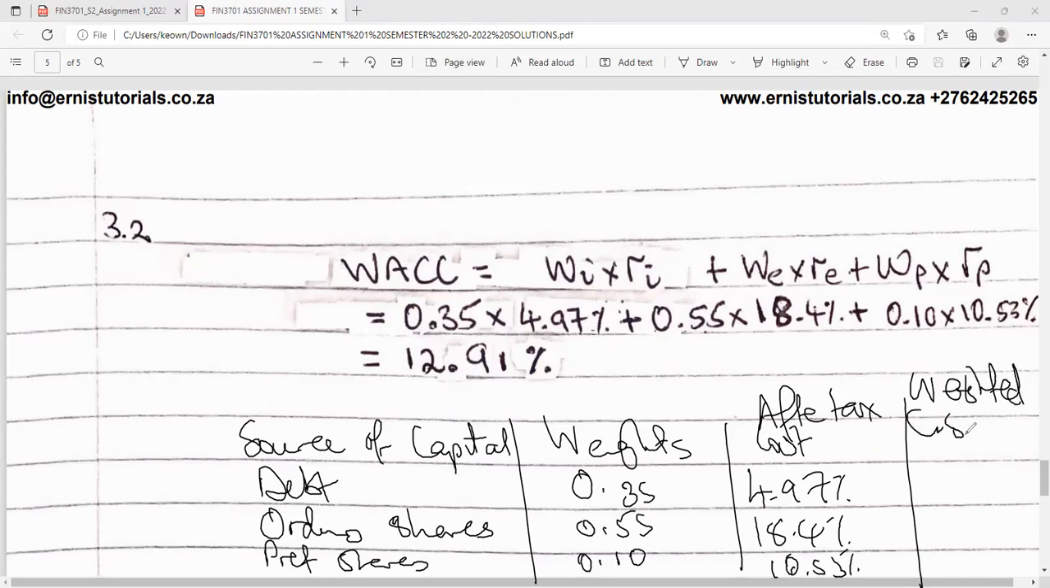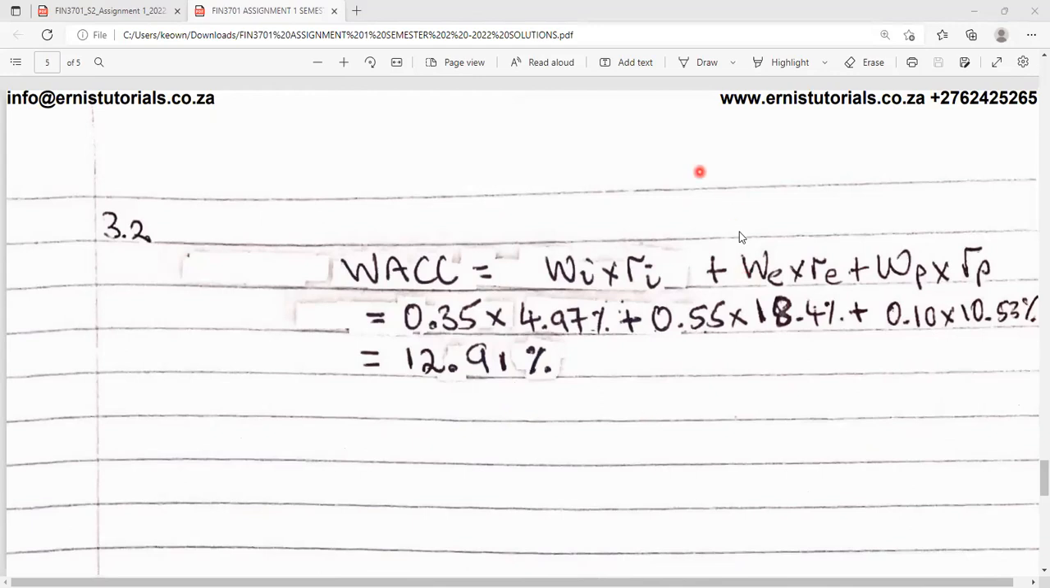This will still get you the answer. So with the weighted cost, you say 0.35 times 4.97, giving us 1.7395. Then you say 0.55 times 18.4, giving us 10.12. And then 0.10 times 10.53, giving us 1.053. And then we can add 1.053 plus 10.12 plus 1.7395, and we get 12.91. So that would be right here, 12.91. So you would have another row here where you write WACC to show what your WACC is. So that's the other approach. Both approaches would still give you the same answer. So it's up to you to decide the approach that works for you. Okay.